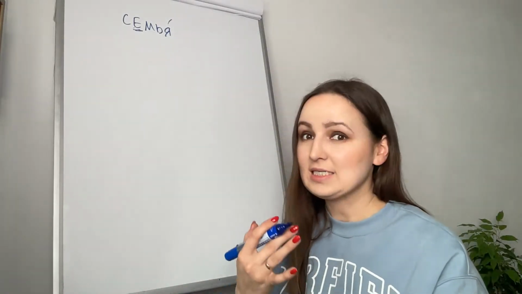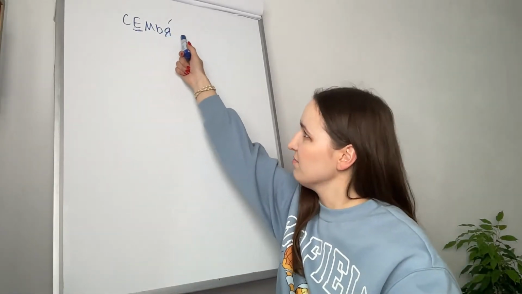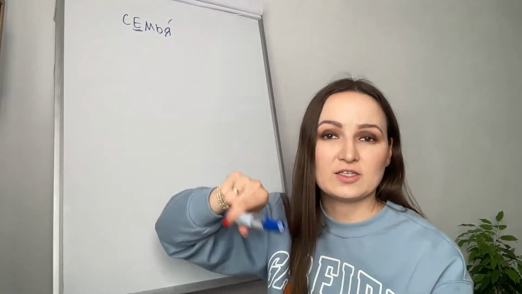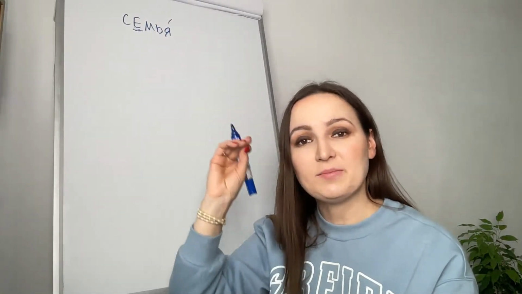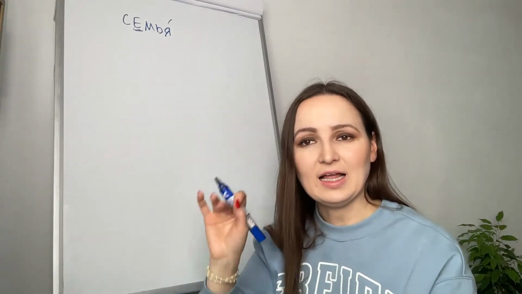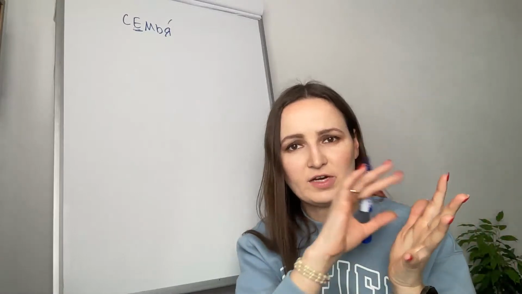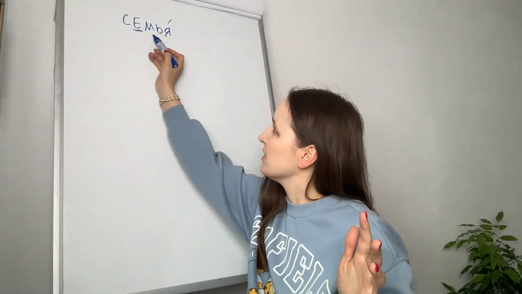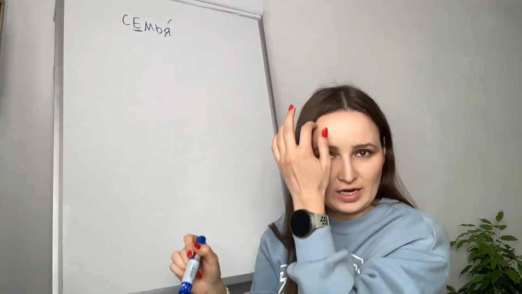Семья. Also, I emphasize this letter, the stressed one. I pronounce it a little bit longer. Семья. Like other letters that do not exist, I pronounce them very quickly. Семья. And this one is stressed.